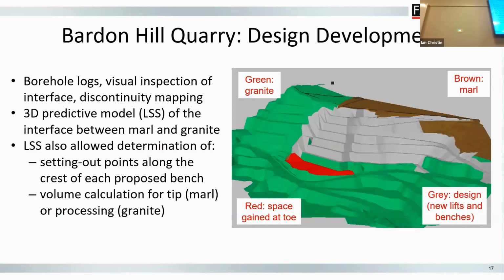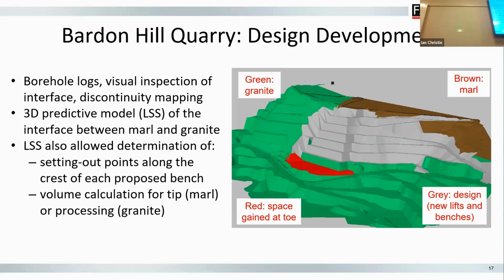So how did we look at the design through here? Well, a bit of GI, there's some borehole logs. There was a lot of visual inspection of the faces themselves to try and tie down where the interface lay, and a lot of mapping of the discontinuities and the joints within the granite rock itself. And that allowed the generation of an LSS model, a 3D model of that interface.